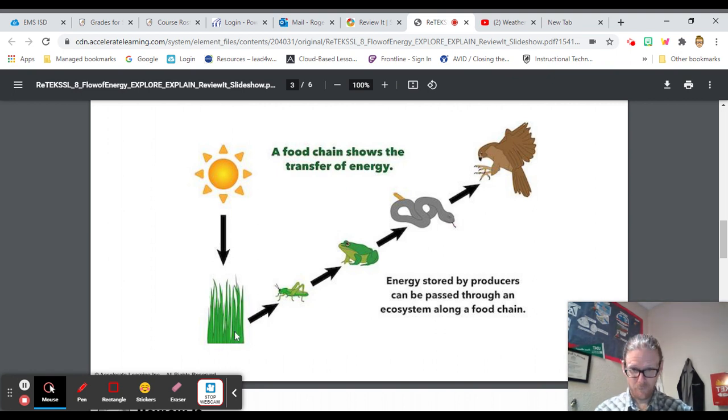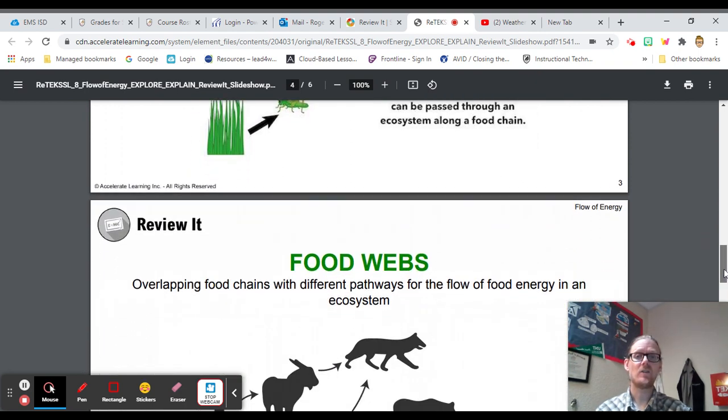So what's happening is the arrow is showing where the energy is flowing. So the energy from the grass goes into the cricket because the cricket eats the grass. The energy of the cricket goes into the frog because the frog eats the cricket. So just pay attention to the arrow and how that's showing where the energy flows.